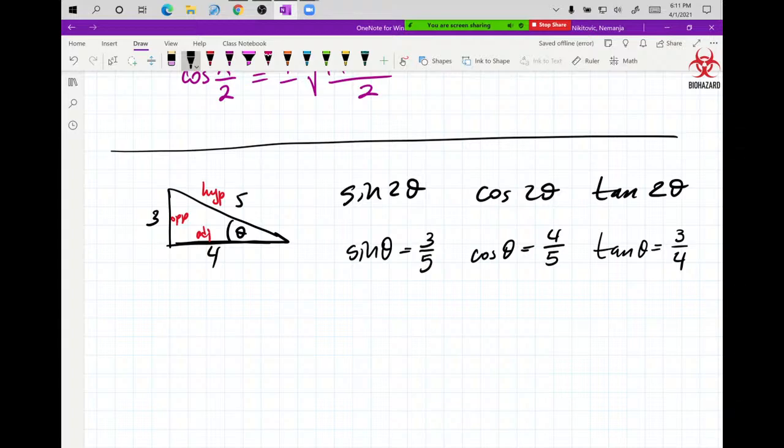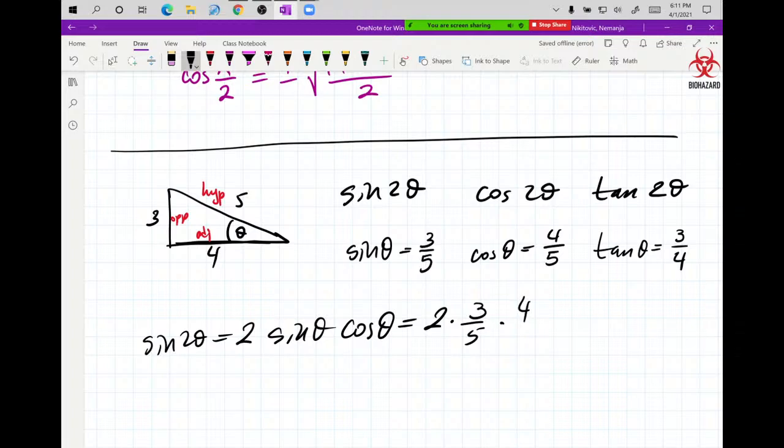So let's go. Let's solve the problem. What do we have? Sine 2 theta was 2 sine theta cosine theta. That's 2 times sine theta is 3/5. Cosine theta is 4/5. All together 24/25. Done.